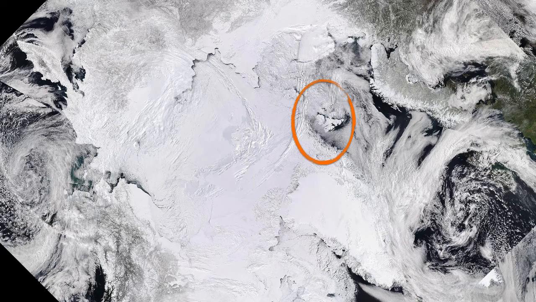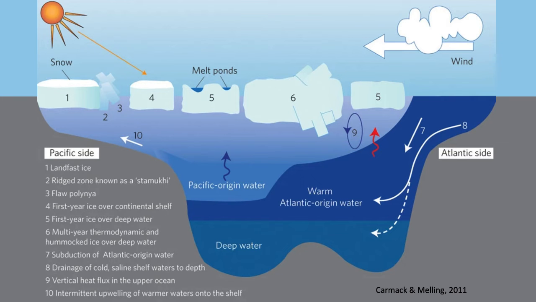Why is this Atlantic water so important? It's because it has a huge influence on the structure of the Arctic Ocean. So in this schematic, Carmack and Melling contrast the Atlantic and the Pacific side of the Arctic. And as you can see, there is no or little sea ice on top of the Atlantic water, whereas there is some ice over on the Pacific side. And that is partially because Atlantic water is so warm that it melts sea ice or prevents ice formation. Now this is of course very simplified, it's a bit more complicated than that.